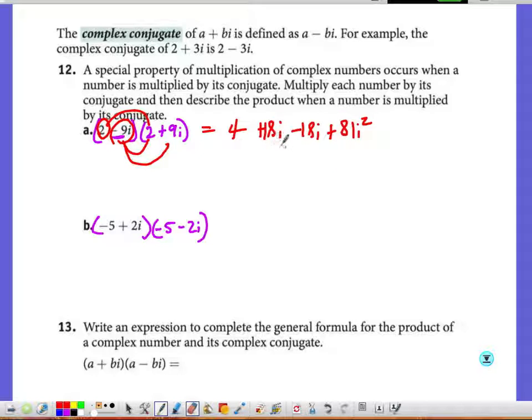Okay, now notice, again, we seem to always get these i's to cancel out. And so we have 4 plus 81, and then i squared is equal to negative 1. And so we get that 4. Oh, by the way, I messed up here.